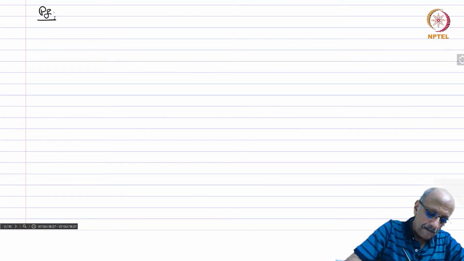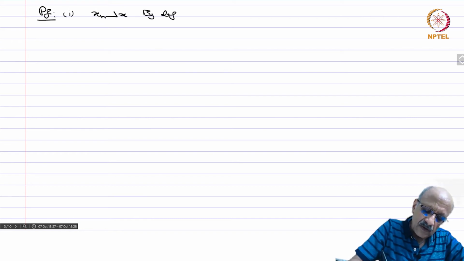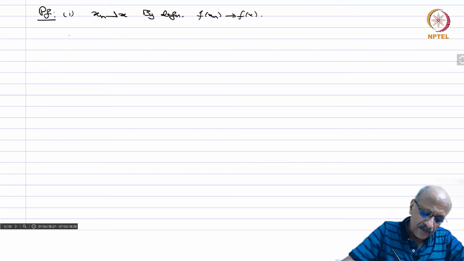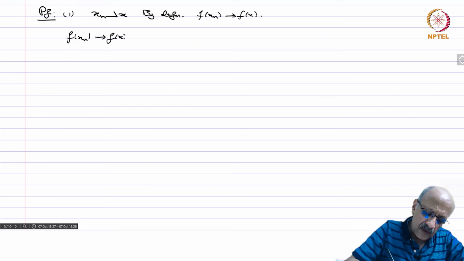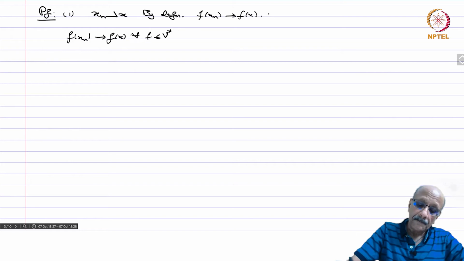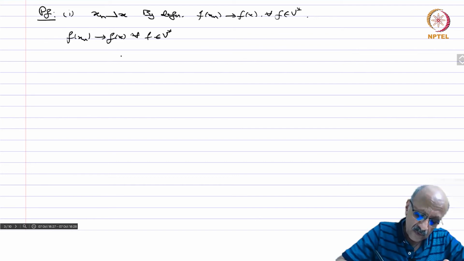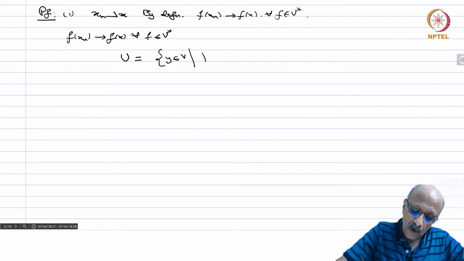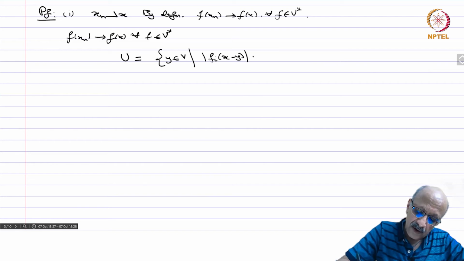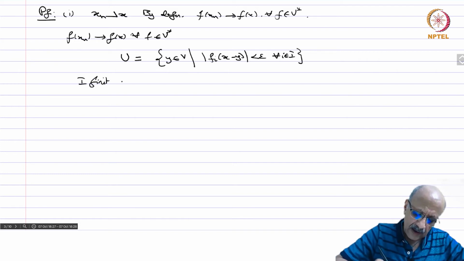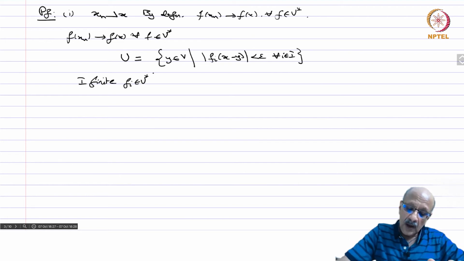Okay, so then, proof. 1. So xn goes to x weakly, then by definition, since all the f's are continuous for this topology, f of xn has to converge to f of x. Now let us assume that f of xn converges to f of x for every f in V star. Then how does a neighborhood of x look like? U is a neighborhood of x, if you remember, this is all y in V such that mod fi of x minus y is less than epsilon for all i in I, and I is finite, and fi of course belongs to V star. So this is how a neighborhood would look like.